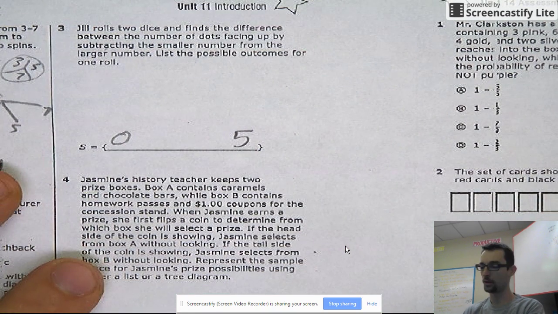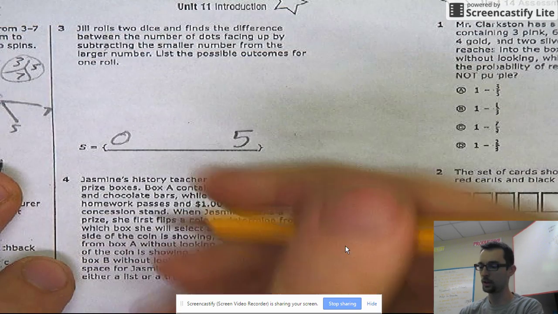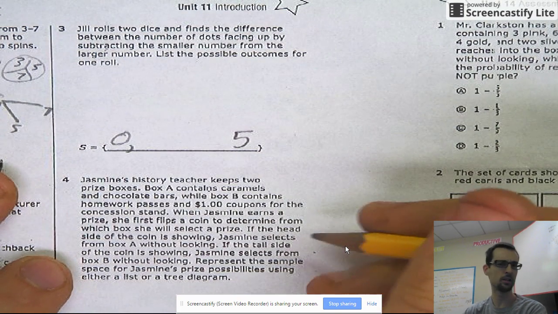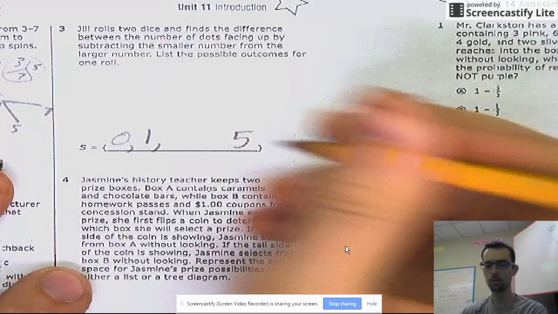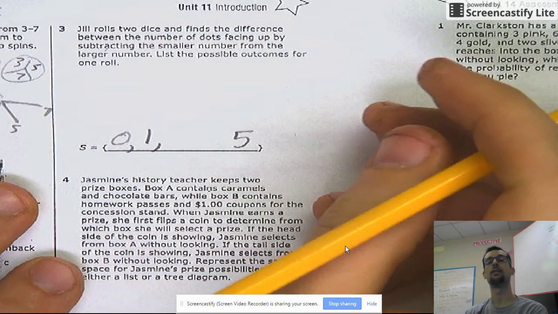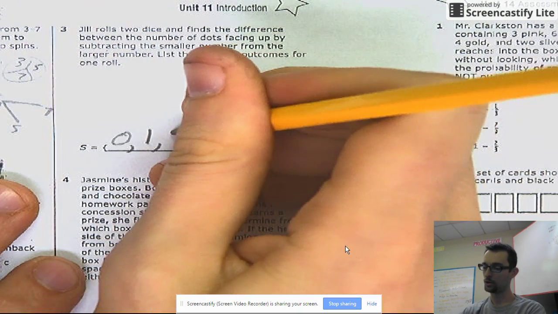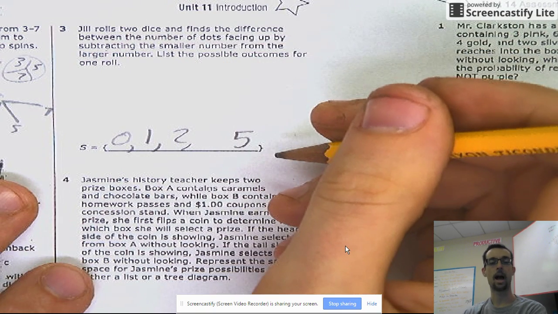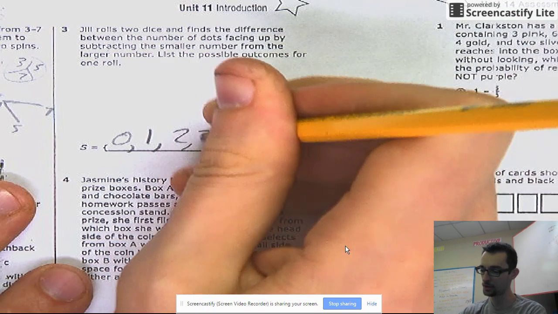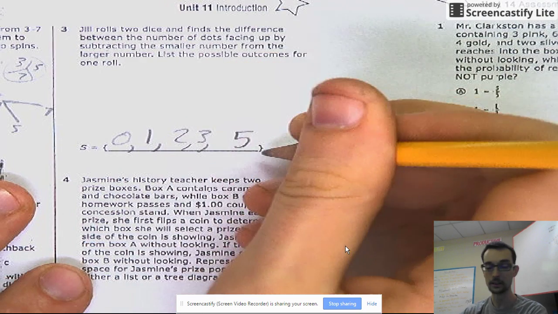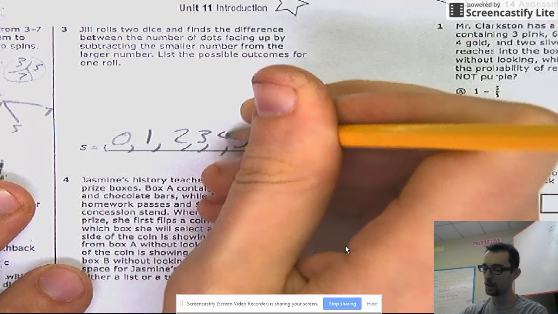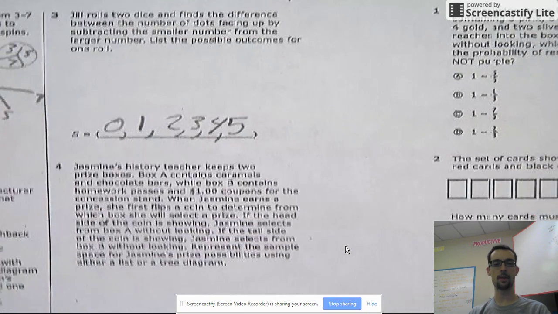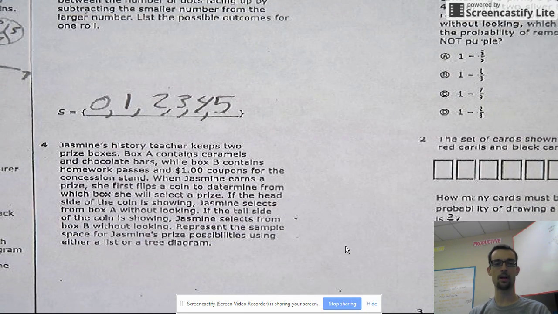Okay? Now the only question is, do we fill in the ones that are between? Well, could she have a difference of 1? Yeah, if she rolled like a 4 and a 3, a difference of 1. Could she have a difference of 2? Yeah, like a 3 and a 1. Could she have a difference of 3? Yeah, 6 and 3 would do it. Difference of 4? Yeah, I think so. And 5. So there's a sample space right there, bud. That's all the possible outcomes.